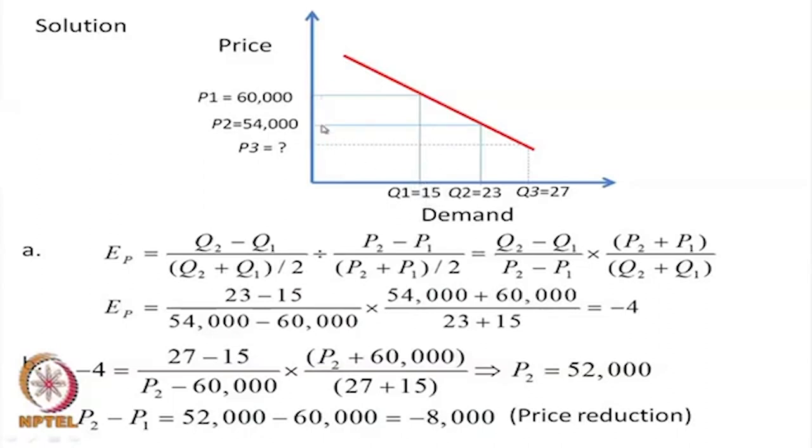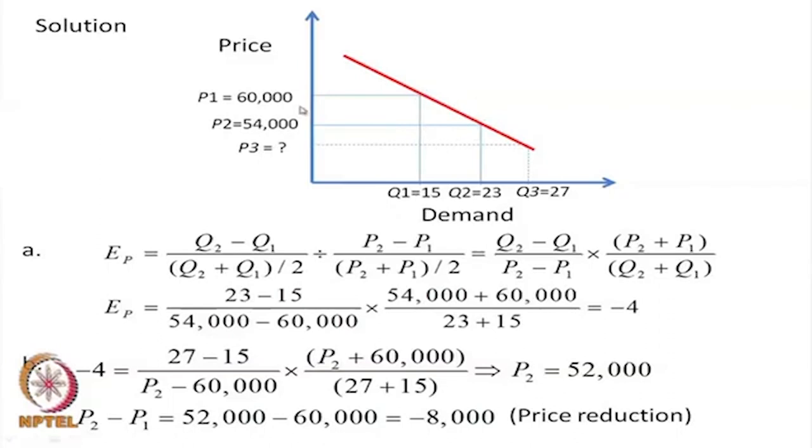The manufacturer reduced the price by giving a discount of 6000 rupees, bringing down the price from 60,000 to 54,000, and that resulted in an increase in the value of Q2. Now, this reduction is, as you can see, 10%, quite high. Therefore, arc elasticity calculation is relevant here rather than point elasticity calculation.